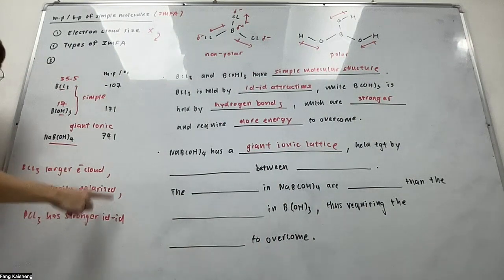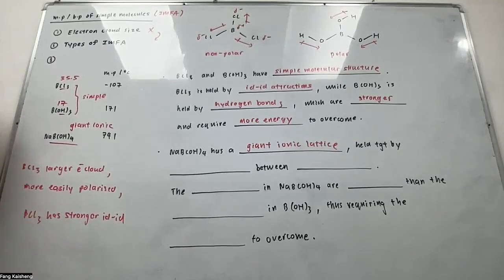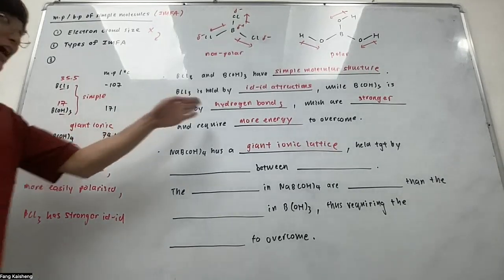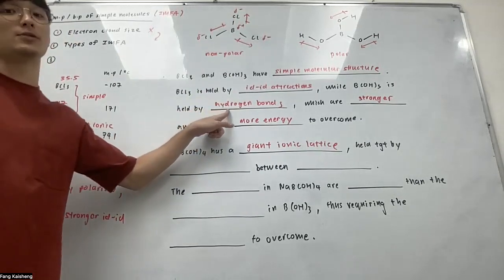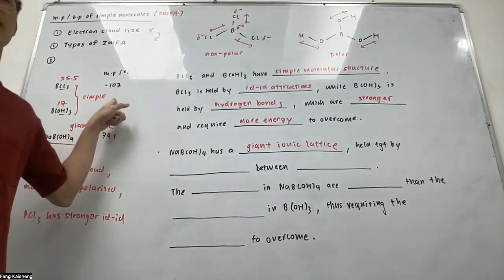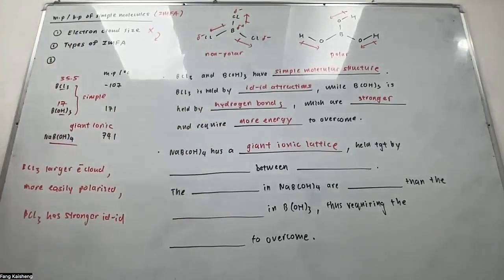Do not just think that this is wrong here. It is correct that BCl3 has stronger ID-ID, but the hydrogen bonds are way stronger than that. Because of that, this is the more significant explanation for the data set. And that's why you use only this in your answer. You don't write the other, it's not random. Okay then? Yeah.